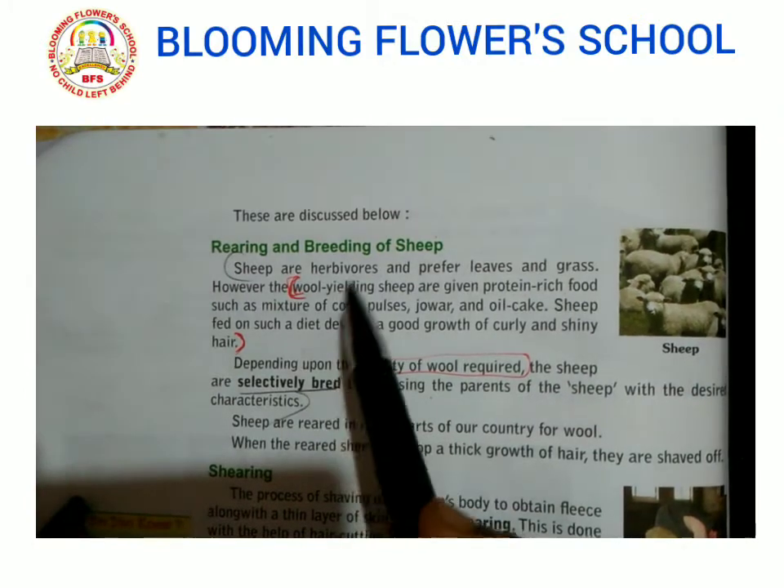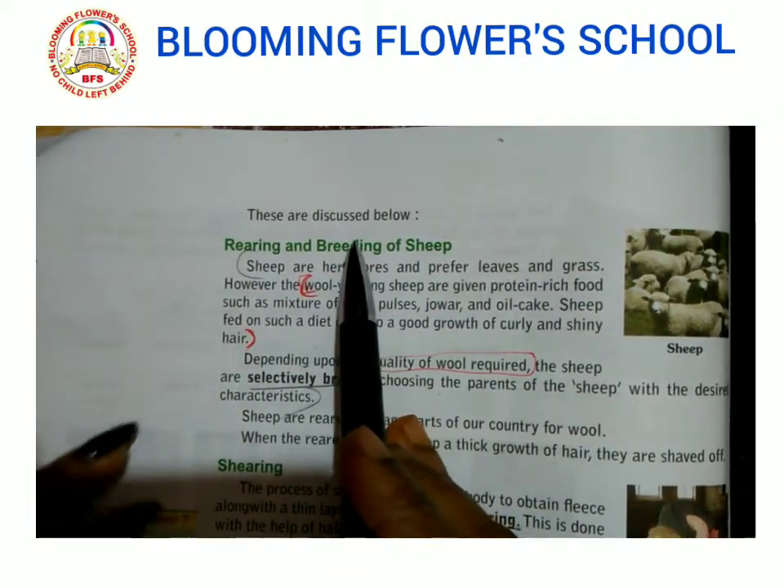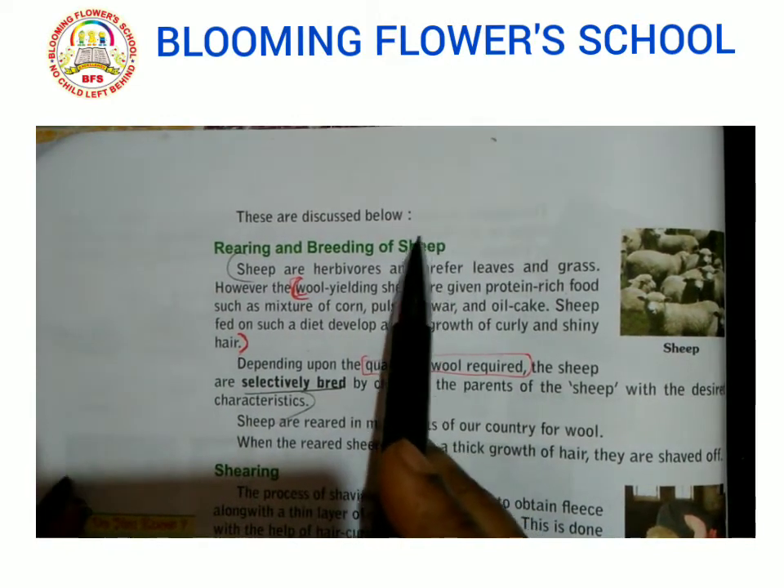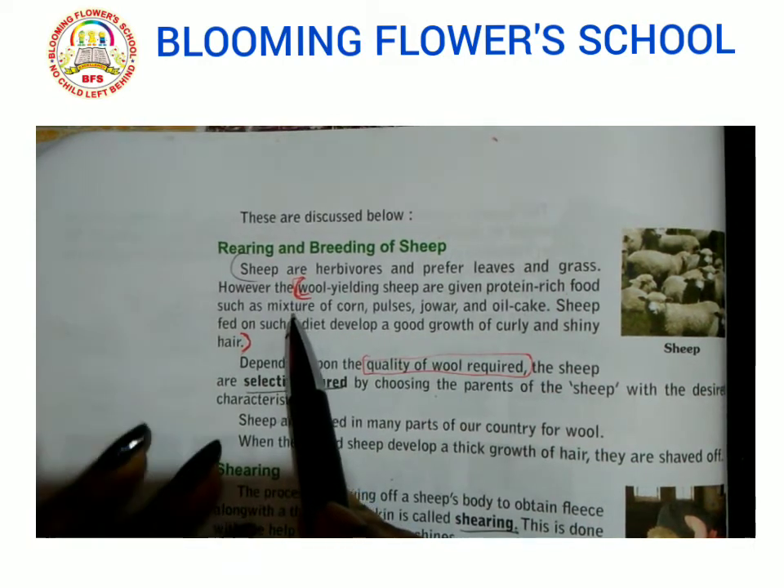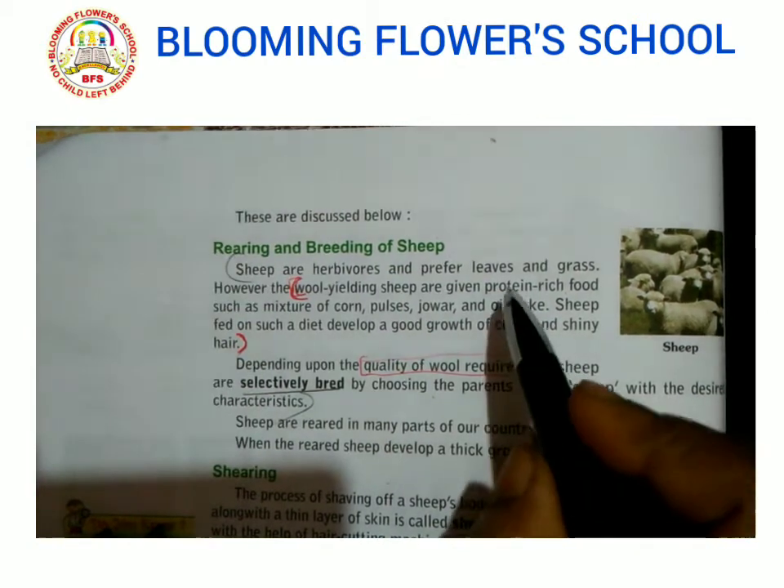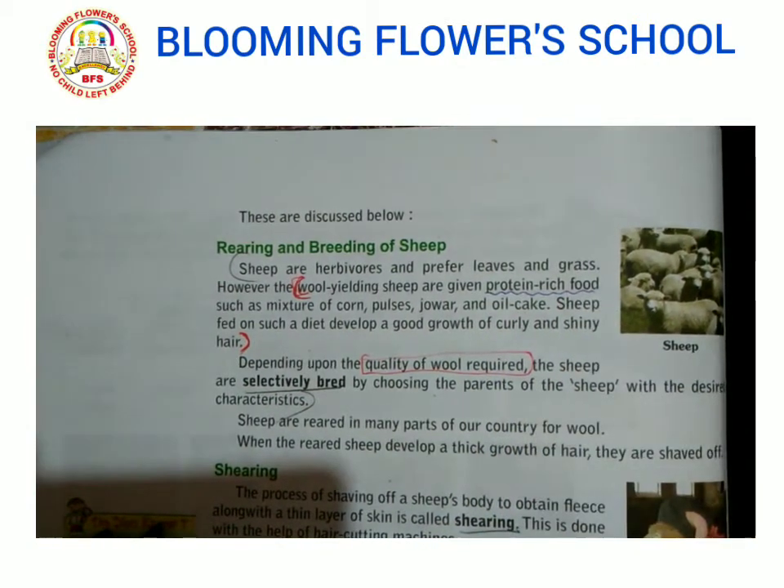What is that first topic? These are discussed below. All the 6 steps are being discussed now. So rearing and breeding of a sheep. What we do here is, we let them eat protein rich food. I told you what we are feeding them with, protein rich food.